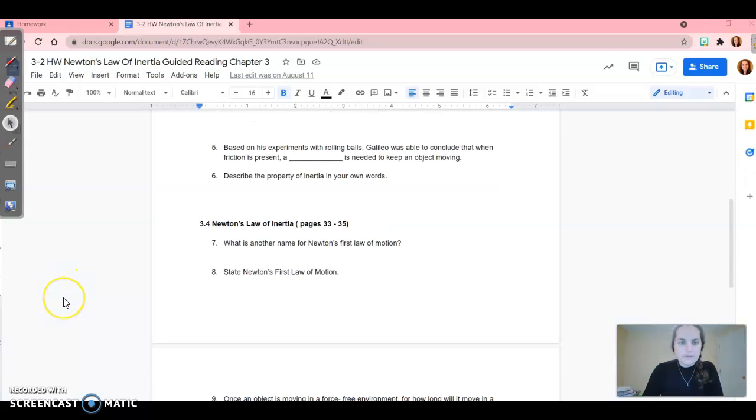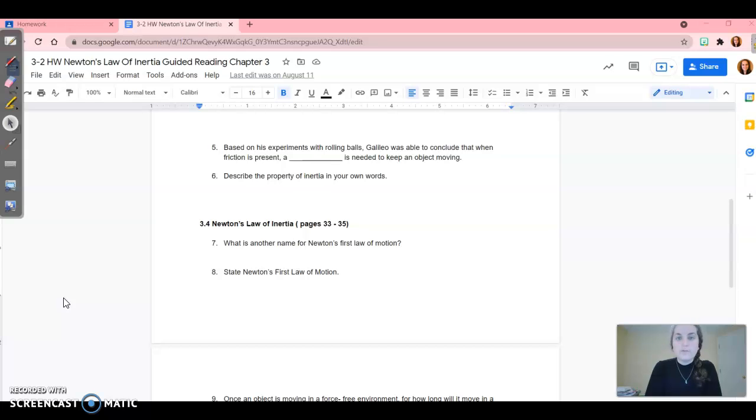All right, so number 6, describe the property of inertia in your own words. So it's kind of in your own words, but to give you a definition, inertia is a property of matter, and so it's the resistance to change your state of motion. So whether that means that you're at rest, then you want to stay at rest. If you're in motion, then you want to stay in motion.